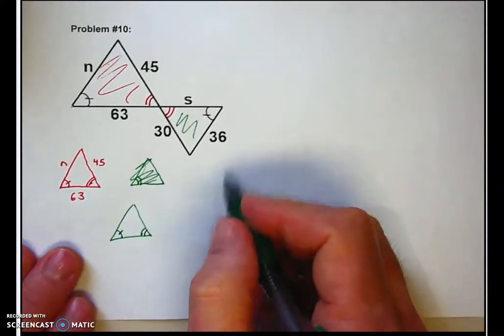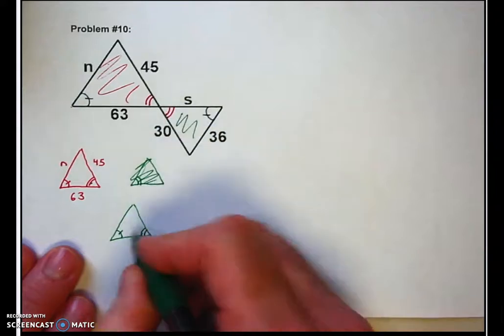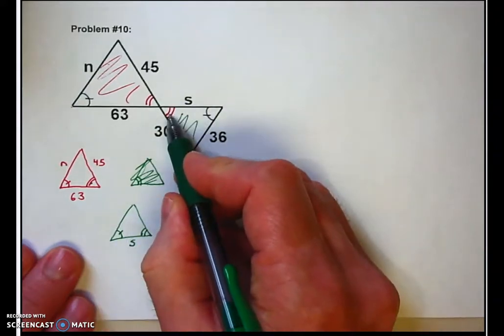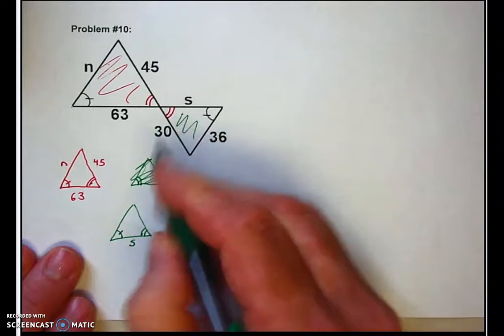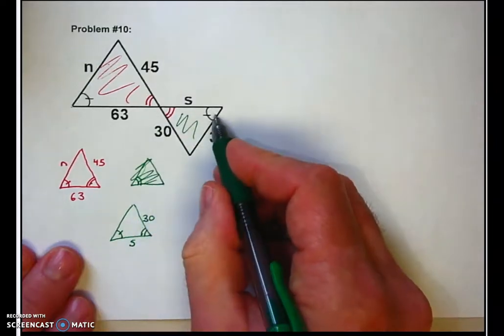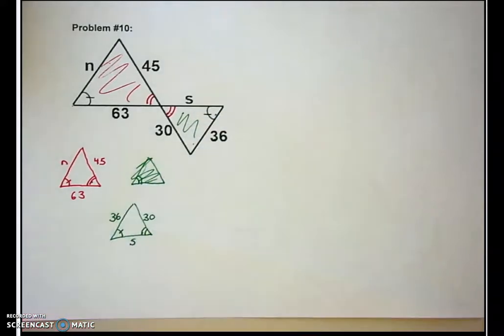So let's label these pieces. S falls between my two labeled angles, so this would be S. 30 is between the double arc and no arcs, so this would be 30. And 36 falls between the single arc and no arcs, so that's 36. So I can go ahead and set up my proportions based on this picture.